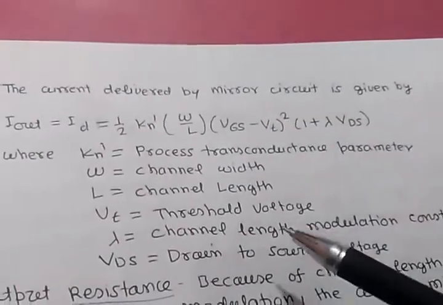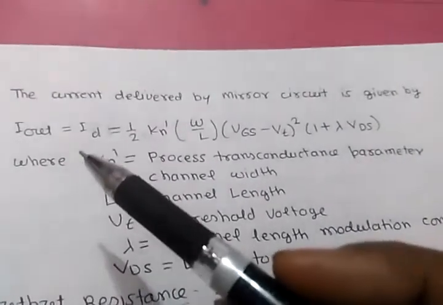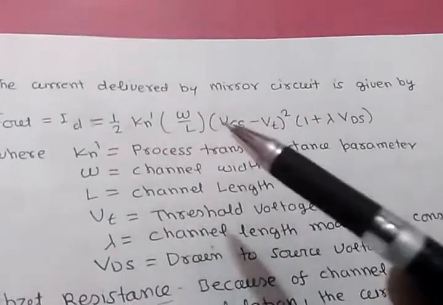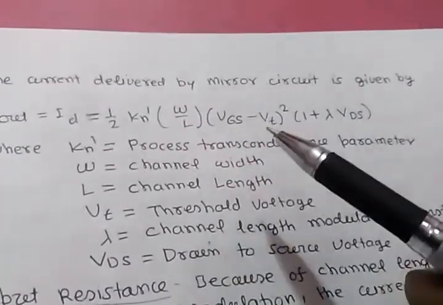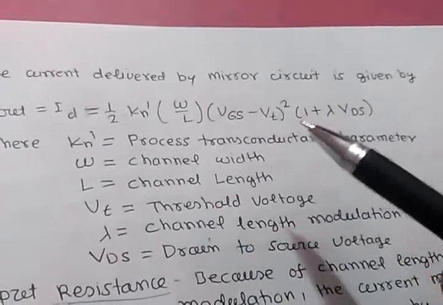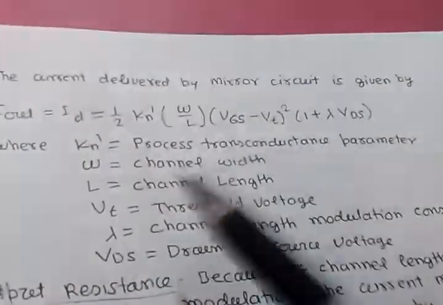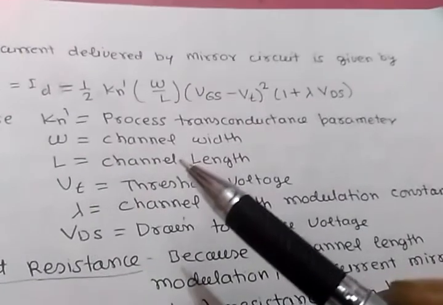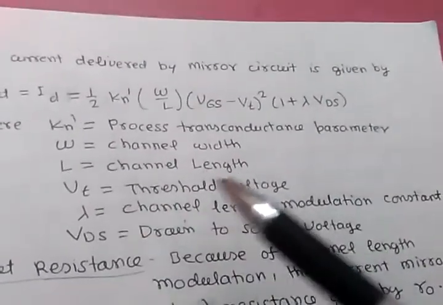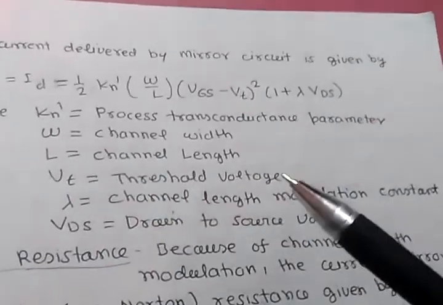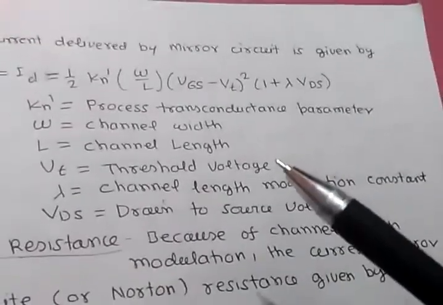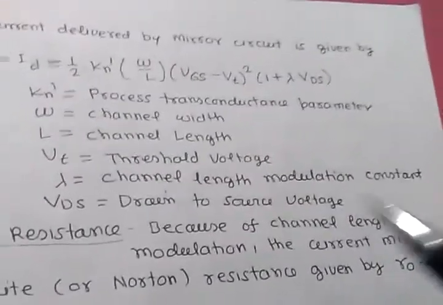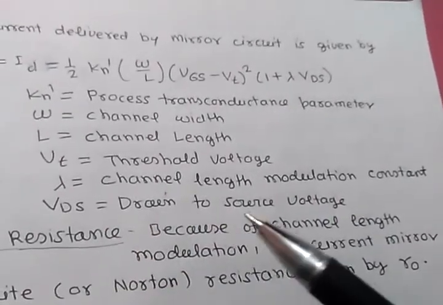The current delivered by this mirror circuit is given by I out equals ID equals 1 by 2 Kn dash W upon L times VGS minus VT squared times 1 plus lambda VDS, where Kn dash is the process transconductance parameter, W is the channel width, L is the length of channel, VT is the threshold voltage, meaning the minimum voltage required to induce the channel, lambda is the channel length modulation constant, and VDS is the drain to source voltage.